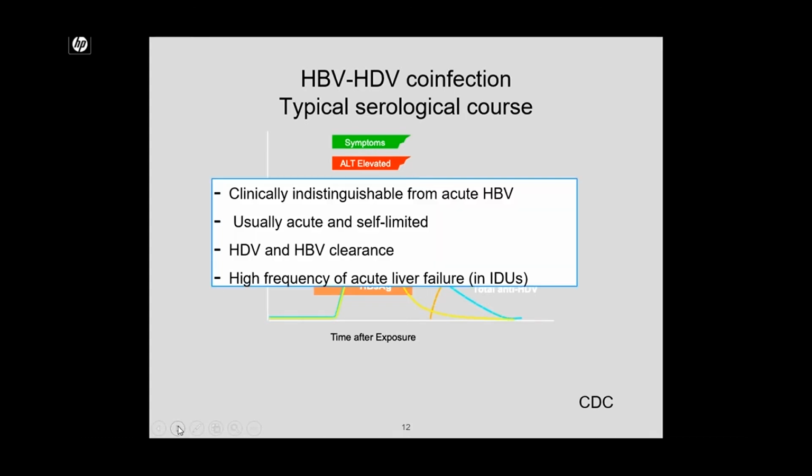but you cannot really clearly see whether he had past hepatitis delta infection. So in general, the co-infection is clinically indistinguishable from a patient presenting with an acute hepatitis B. It's usually acute and self-limited, and it's followed by clearance of both viruses, especially in injection drug users. It's associated with a high frequency of acute liver failure, and in the natural history of the disease, we'll see how these co-infections could progress in the host.